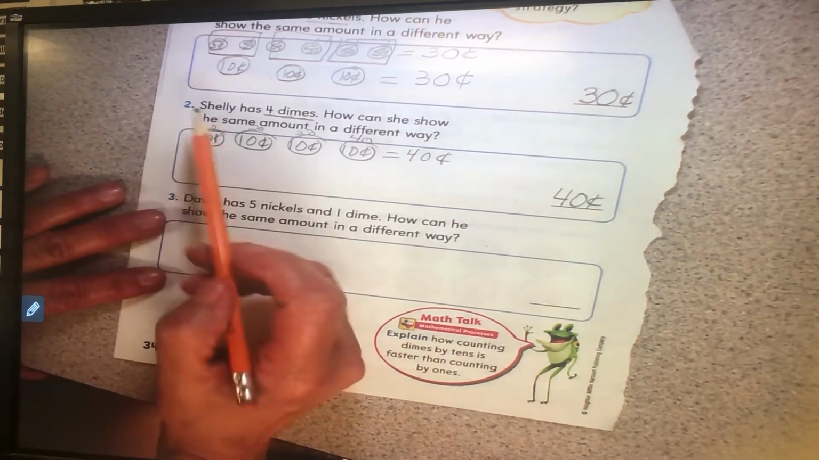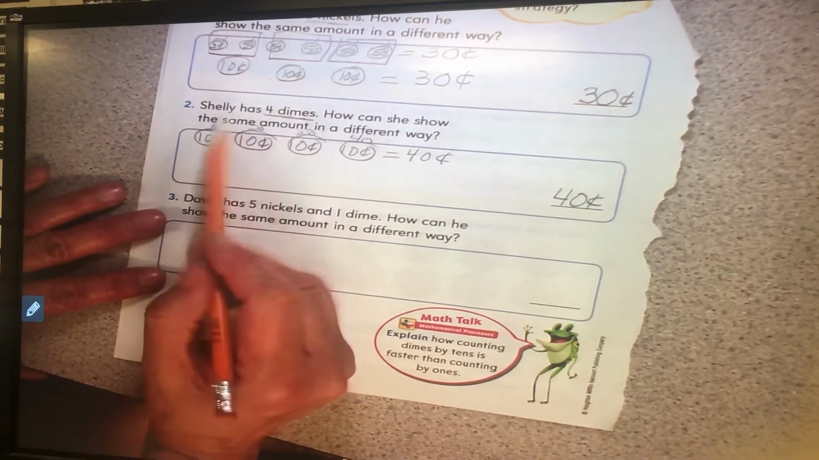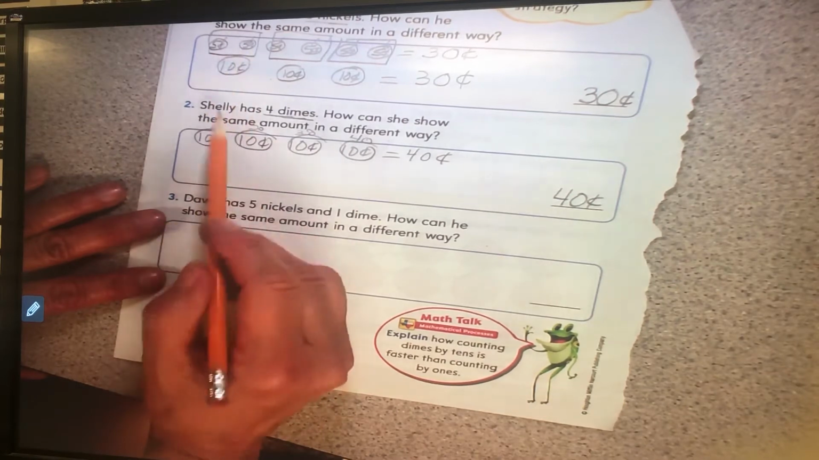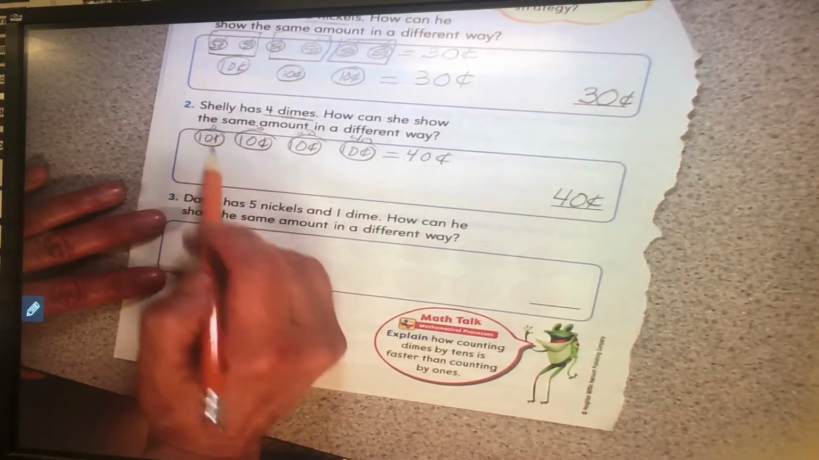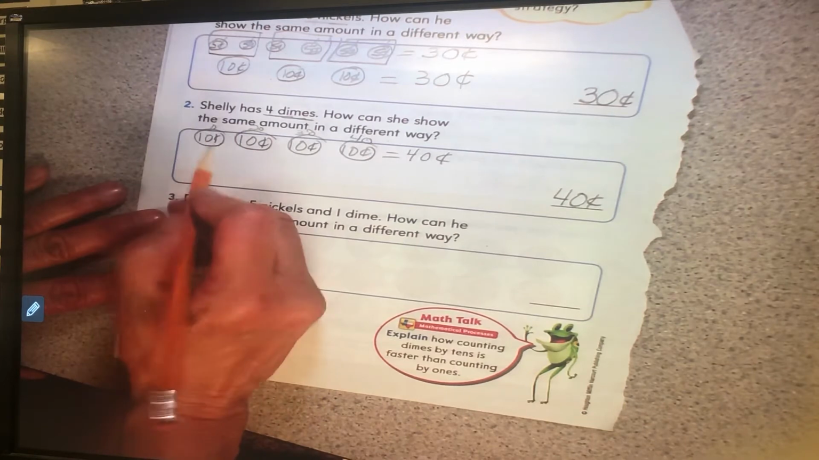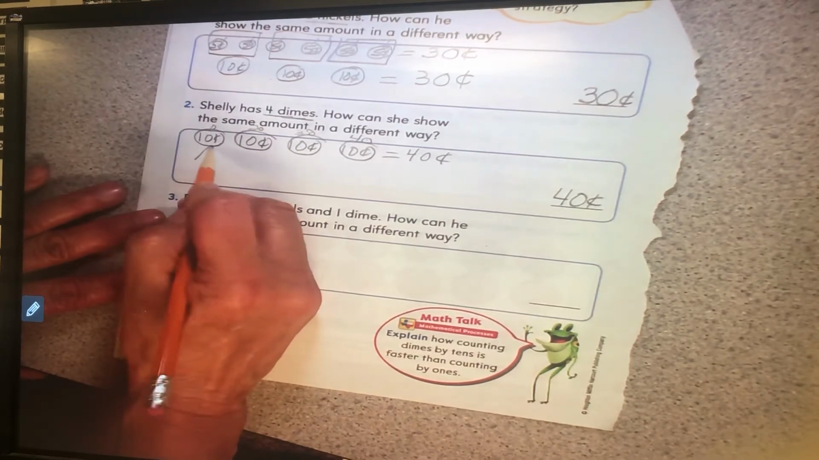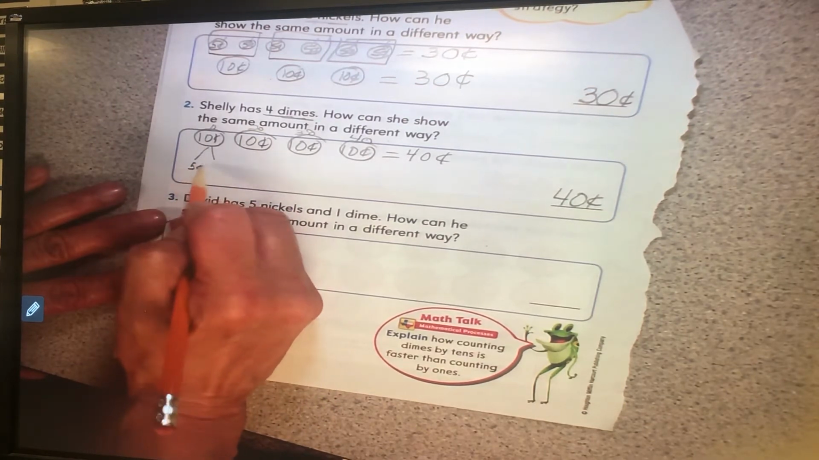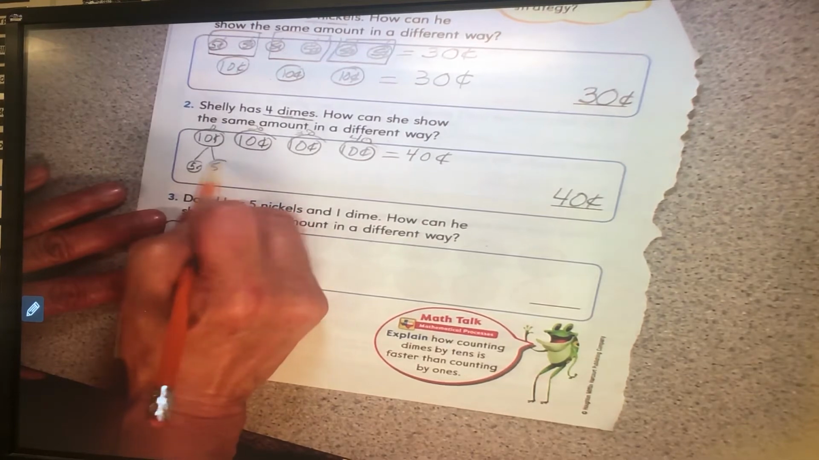Now I'm thinking up here, a dime, 2 nickels equals a dime. I could go the opposite direction. A dime is equal to what? 2 nickels. So let's do this. 5 cents and 5. There's 1.